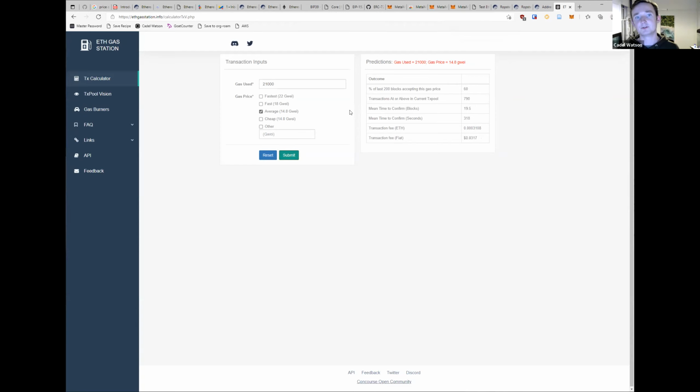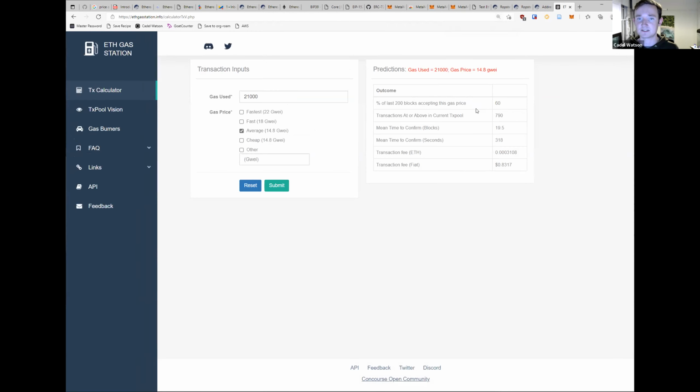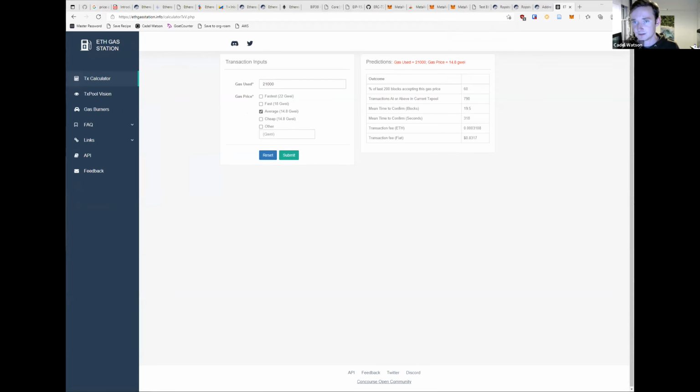One of the cool things in this output too is if you submit it with a lower gas price, say average, you can see this stat here: percent of last 200 blocks accepting this gas price. Because people can set different fee amounts, and the nodes can pick and choose which transactions they take, if I set my price to be quite low, then over the average of the last 200 blocks, so maybe a day or so, only 60% of nodes would have accepted my transaction and put it into a block. So that's why it's a bit slower than if I put the fastest, which is quite interesting. Okay.